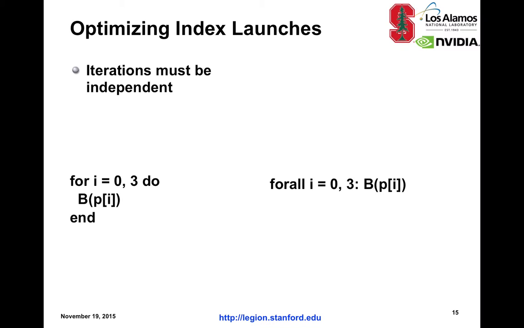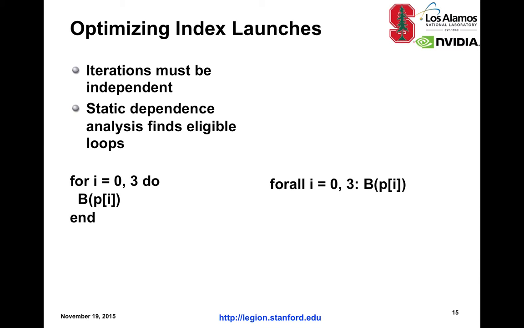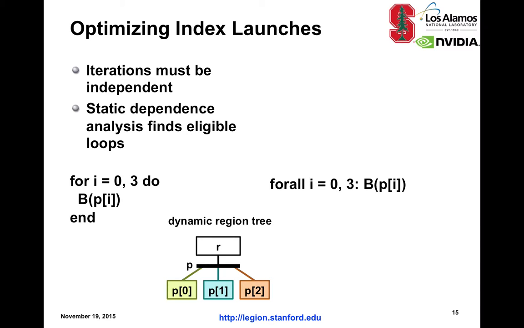For example, with index launches, we need all of the iterations of the loop to be independent. In order to determine whether this is the case, we perform a static equivalent of the original dynamic Legion analysis to determine whether the tasks in the launch are going to be independent. And in particular, what this means is that we need to make a static approximation of the original dynamic region tree in order to answer queries about which regions are going to be independent.